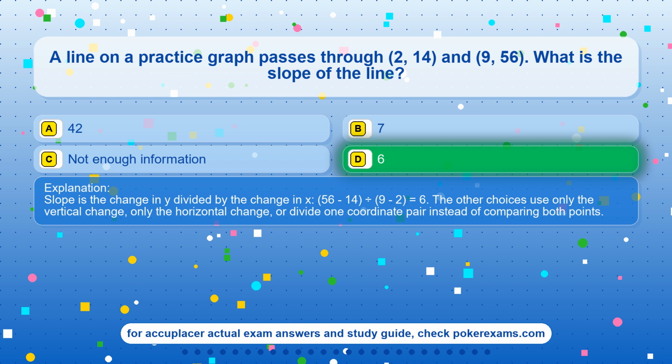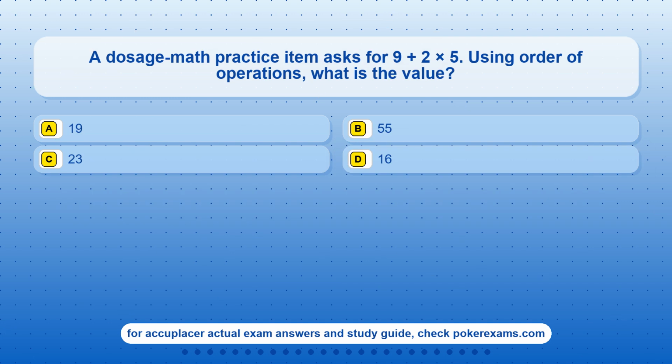Question 5. A dosage-math practice item asks for 9 plus 2 times 5. Using order of operations, what is the value? Option A, 19. Option B, 55. Option C, 23. Option D, 16.